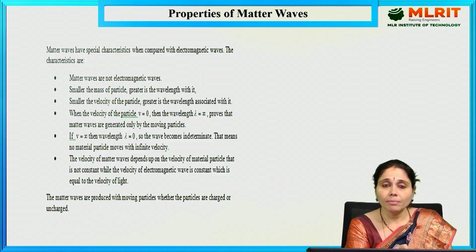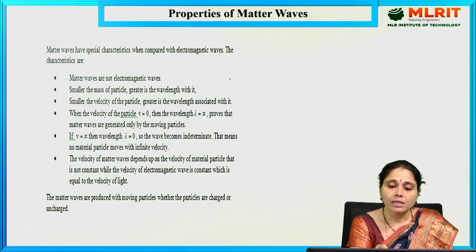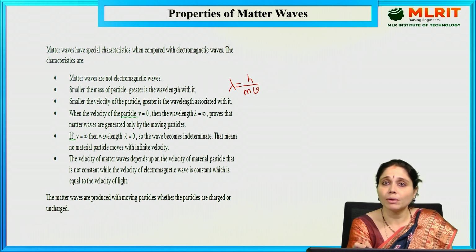Smaller the mass of a particle, greater is the wavelength. Lambda is equal to h by mv. We can know this from this relation. Smaller is the mass of the particle, the greater is the wavelength, and vice versa. Smaller is the velocity of a particle, the greater is the wavelength associated with it.